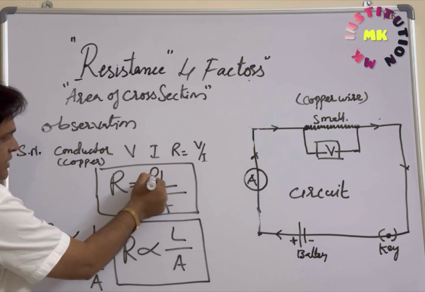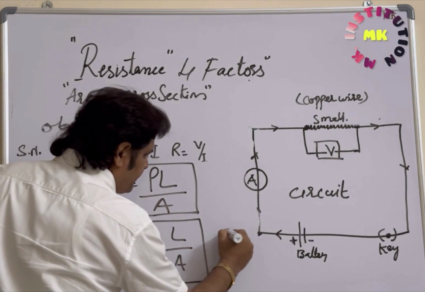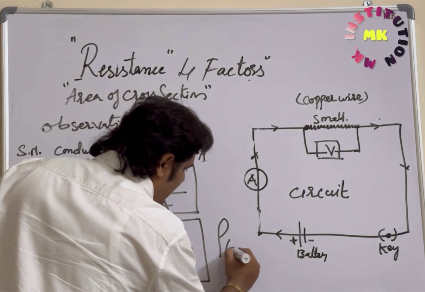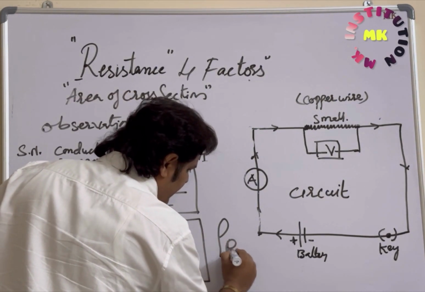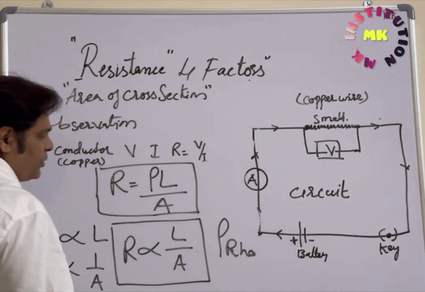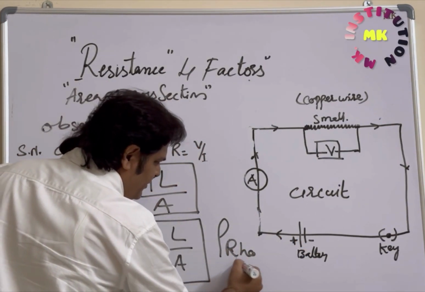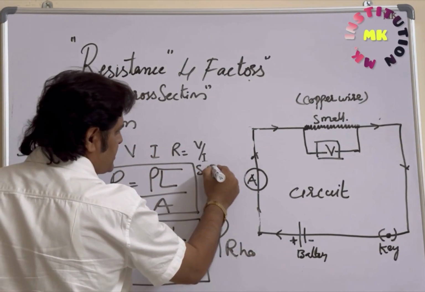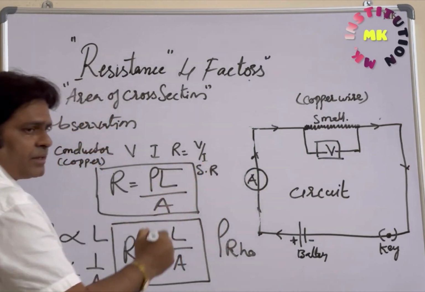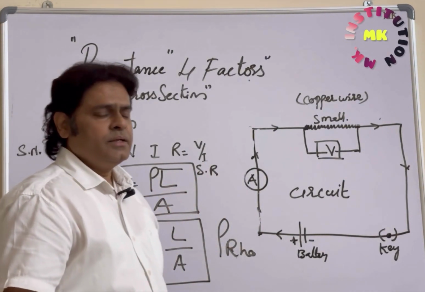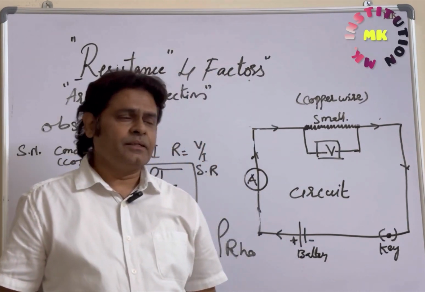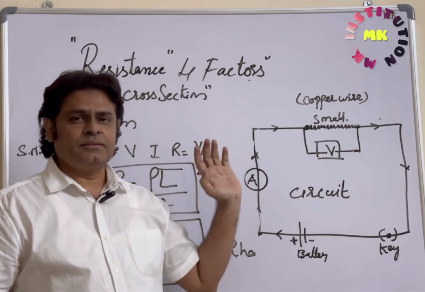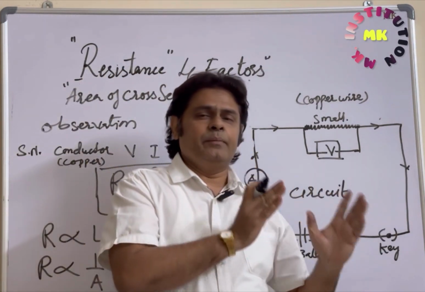Clear? What is rho? This symbol is called rho. It just looks like a P, but it is not a P. It is rho, R-H-O. It is a Greek letter. It is called specific resistance. Rho indicates specific resistance or resistivity, you can say. Clear? These are the 4 factors through which the resistance depends.